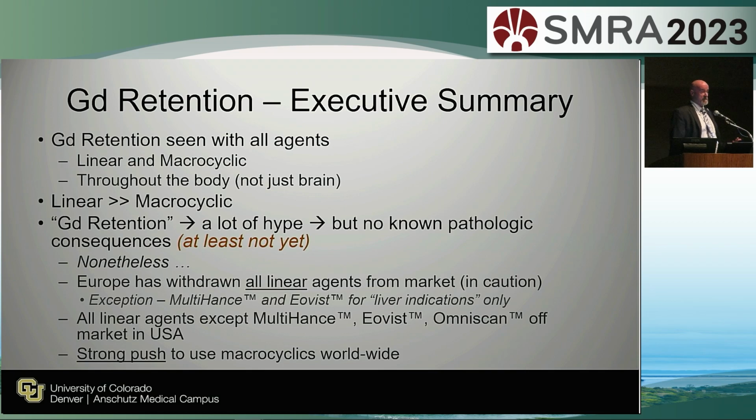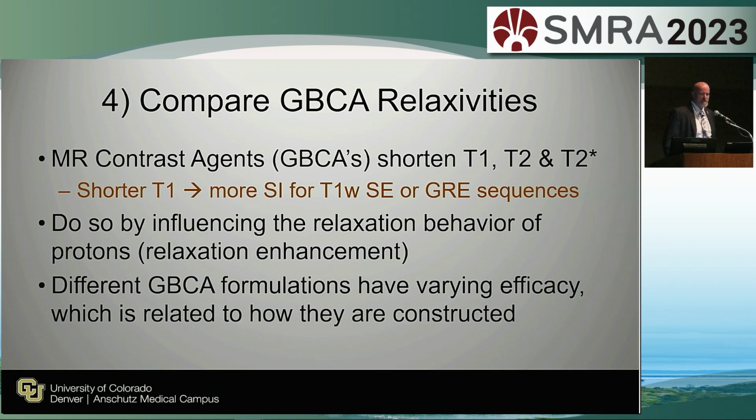Nonetheless, the Europeans have decided to eliminate all of the linear agents from the market out of an abundance of caution, with the exception of MultiHance and Eovist, which have hepatobiliary indications there. I think we've seen that the linear agents MultiHance and Eovist, and to a smaller degree OmniScan, are still on the market, whereas the other ones are off. And I think it's safe to say that there's a very strong push in the radiology and MR imaging world to use macrocyclics worldwide. So that brings me to the next topic, which is relaxivities.